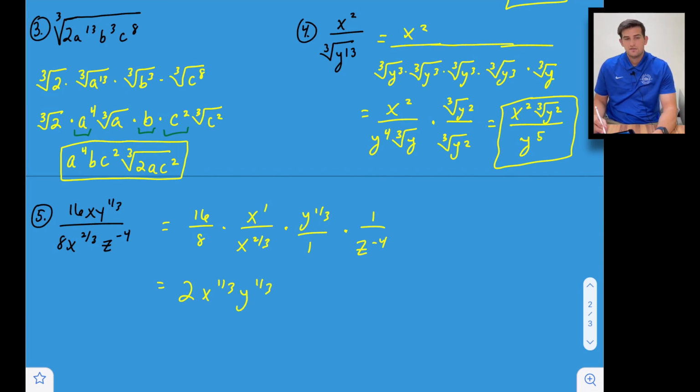And now we have z to the -4th in our denominator, so to make that positive, right, we can't leave negative exponents. To make that positive, we can just flop it to the numerator. So that would be z to the 4th. So that would be our final answer there for number 5. And that is how we can simplify some variable expressions.